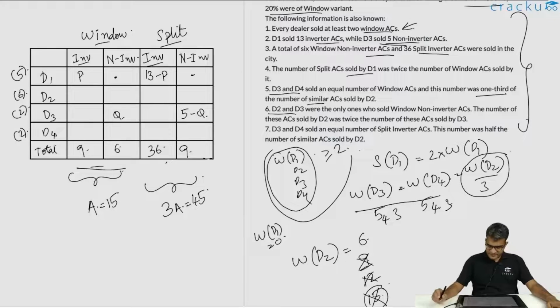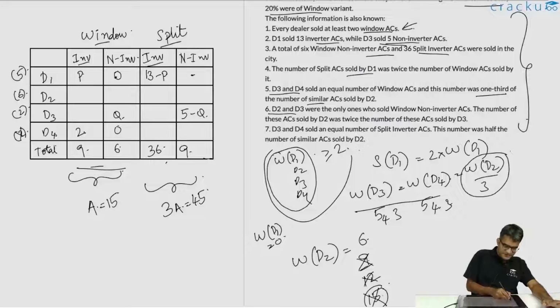D2 and D3 were the only ones who sold window non-inverter ACs. Window non-inverter ACs were sold only by D2 and D3. So this will be 0. This will be 0 by D1 and D4. This would imply that the number of window inverter ACs sold by D4 has to be 2, because the total number of window ACs sold by D4 is 2. This would also tell us that the number of window inverter ACs sold by D1 has to be 5. So the value of P is 5, so this will be 8.